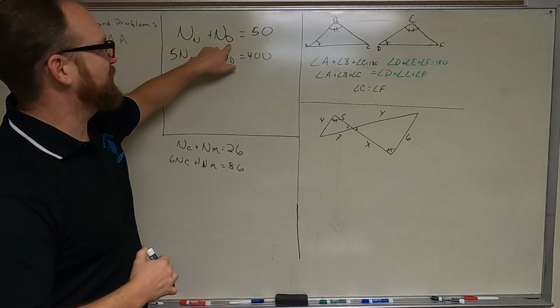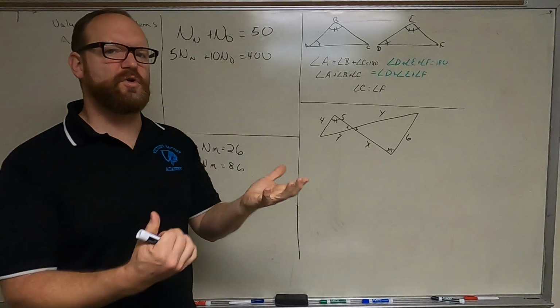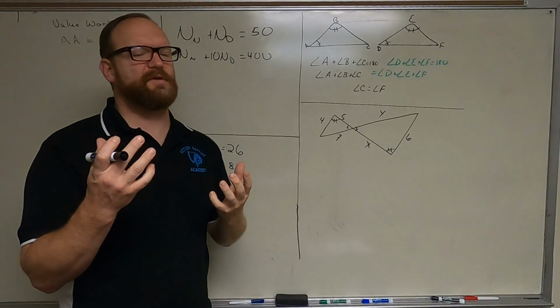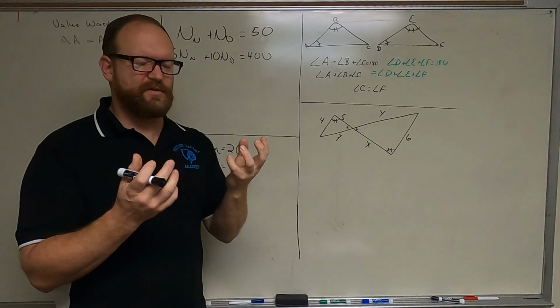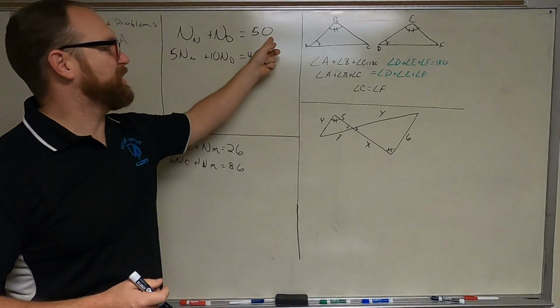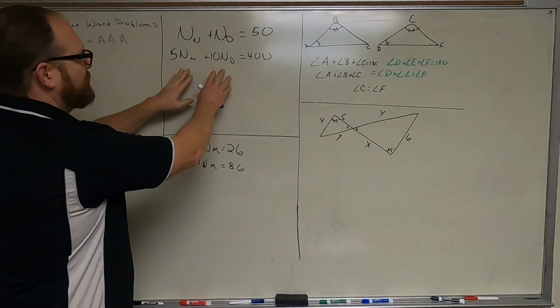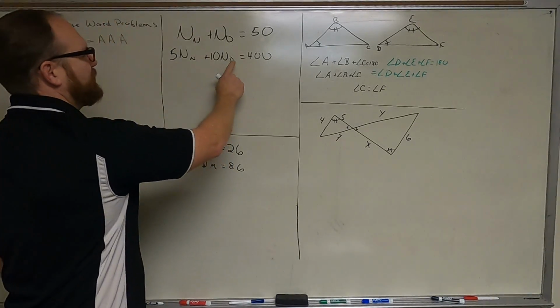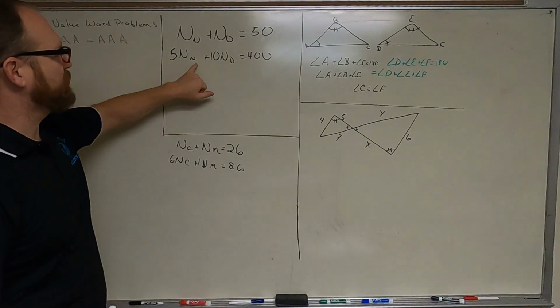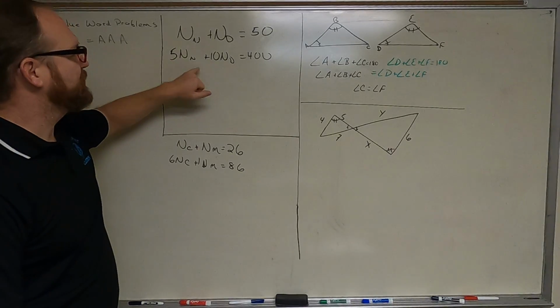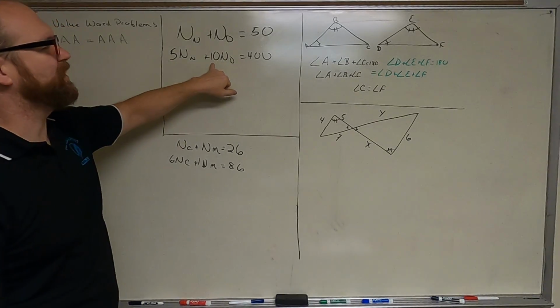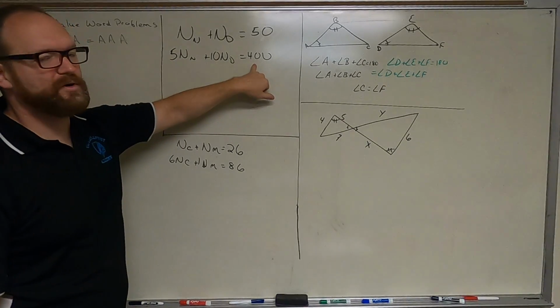Now, nickels plus dimes is 50. That's how many coins they had. They had some amount of nickels and some amount of dimes, and together there were 50 coins. We understand that. But this is where it gets important to label the number of nickels and the number of dimes, because nickels are worth 5, dimes are worth 10. I know we know that, but we had a total of, well, our book says $4.